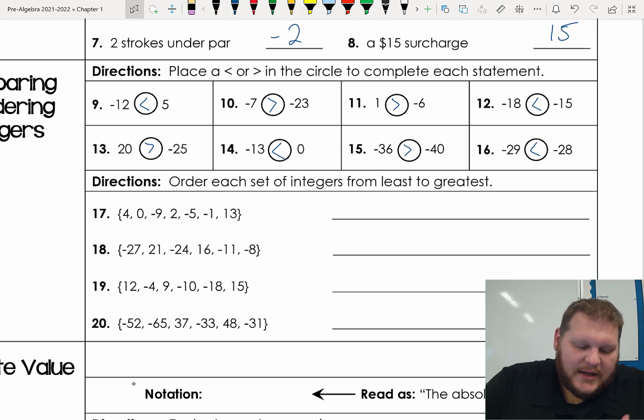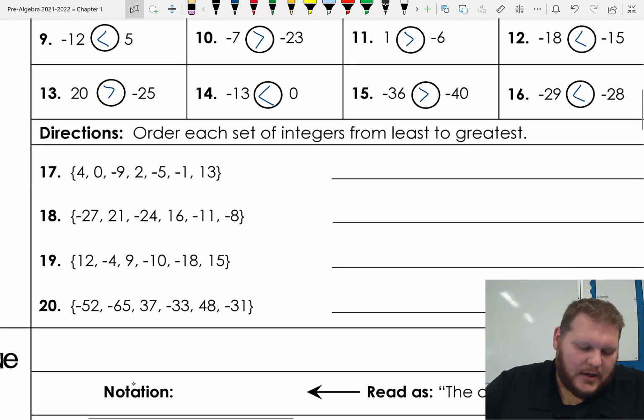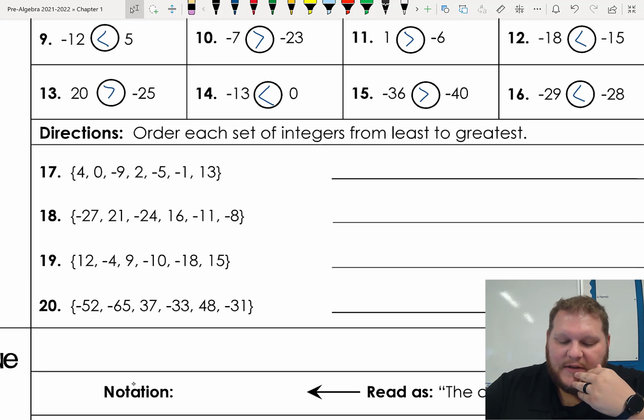So for this next one, we're not going to do all 4 of these together. I'm going to kind of pick and choose some problems. Otherwise, we'll be here forever. For 17, 18, 19, and 20, we are asked to order each set of integers from least to greatest.